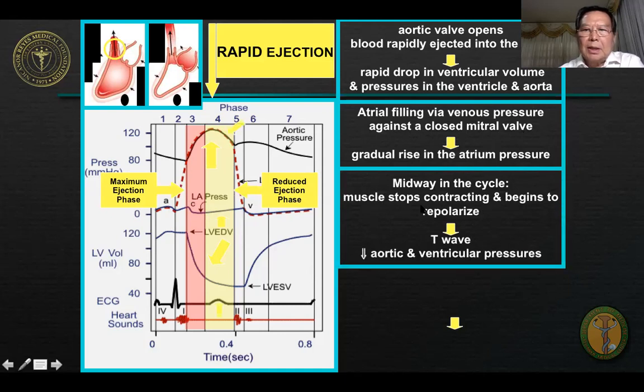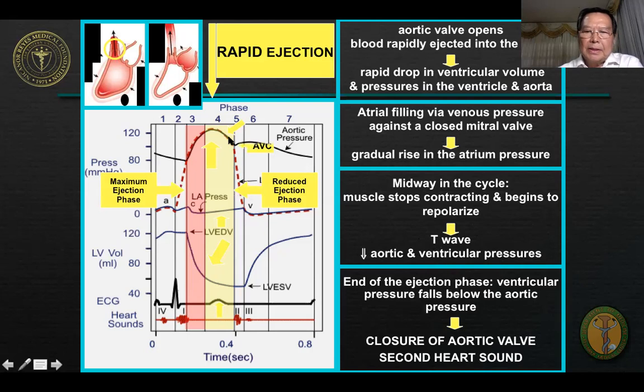Okay. Now, midway in the cycle, the muscle stops contracting and begins to repolarize. So this is part of your repolarization. If this part of the ECG is left ventricular depolarization, in this part of the cardiac cycle, this is repolarization. And this is where you inscribe the T wave. So on the ECG, this is your T wave. And you would note that there is a decrease in both the aortic and the ventricular pressures.